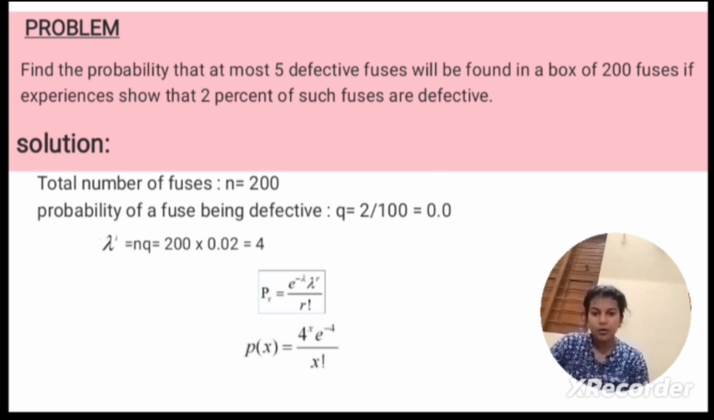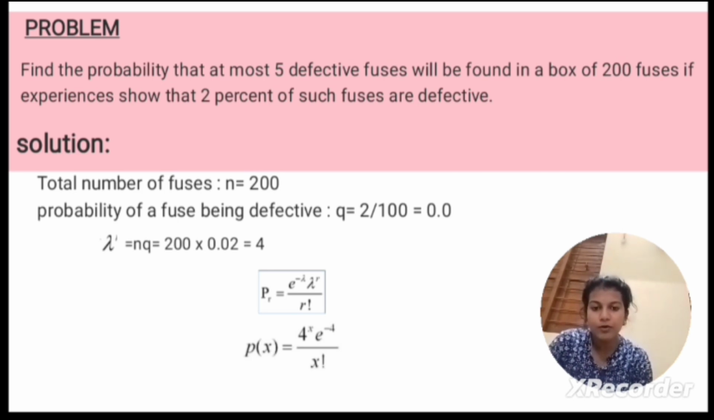From the problem, we take the total number of fuses n equal to 200 and the probability of a fuse being defective, which is q equal to 2 by 100, which is equal to 0.02. Lambda is the mean value, which is equal to n into q, where n is 200 and q is 0.02. So 200 into 0.02 gives 4. We substitute the lambda value in the equation.